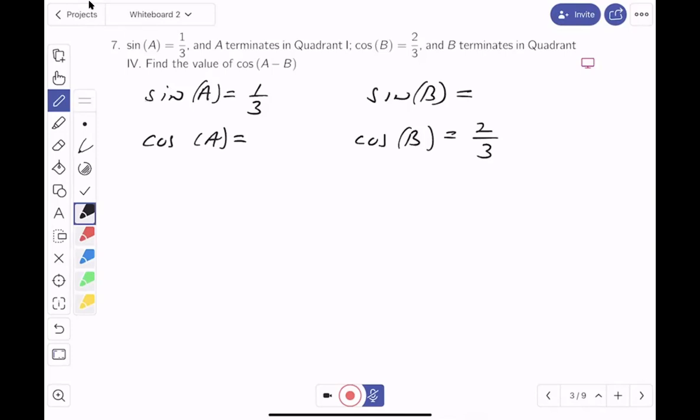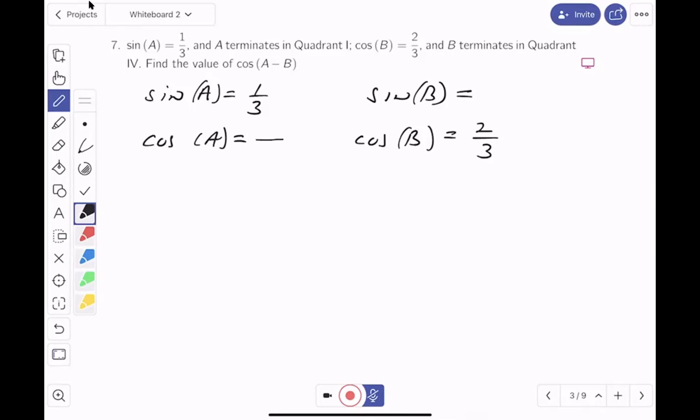It goes on to say that both the angles are in the fourth quadrant. So what do I know about that? I'm sorry, A terminates in the first quadrant. I misspoke over there. A is in the first quadrant. Well, that's pretty easy. So what do you get?